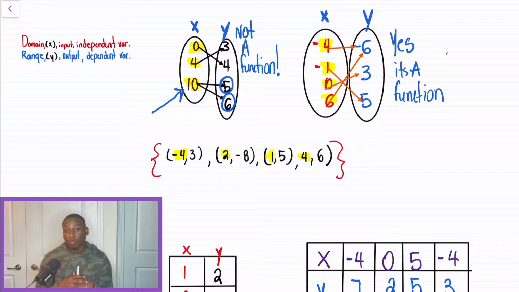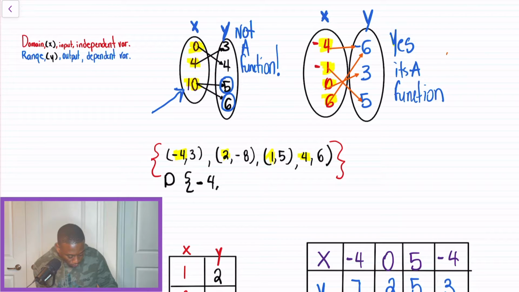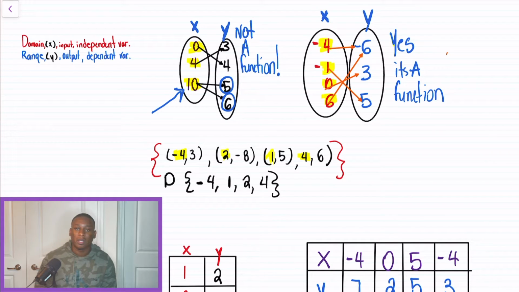And if the x value repeats, we still only list it one time. So when I look at this problem here, if I'm writing the domain, we're gonna put this in brackets. I'm sorry. So if I'm talking about the domain, which I just put D, we would list it like this: -4, 1, 2, and +4, and then we'll close it off in braces. Brackets. That's how you list your domain. Least to greatest, every number is only written down once, even if it shows up more than once, okay?